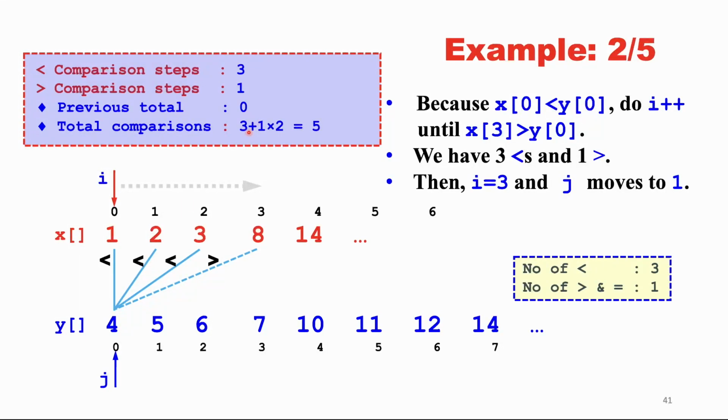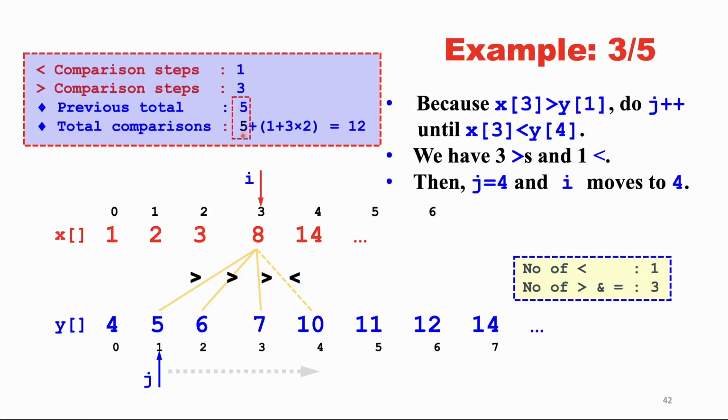So we have 3 less than and 1 greater than or equal to multiplied by 2 comparisons. So far, we have 5 comparisons. We have 5 here. We copy the previous one down. Currently, i is at 3, and j was moved from 0 to 1.